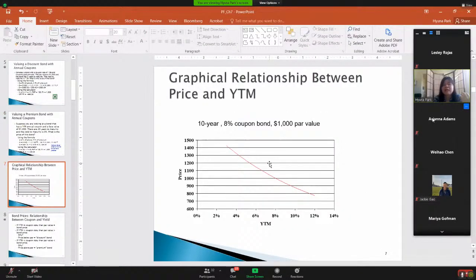So this is a graphical illustration of the relationship between price and yield. So why? What's the relationship between bond price and yield? We already learned it, right? So yield is the discount rate. So when yield goes up, the discount rate goes up. Bond price is present value. Present value goes down. So that means yield and bond price have an inverse relationship. So yield goes up, bond price goes down. So inverse relationship.